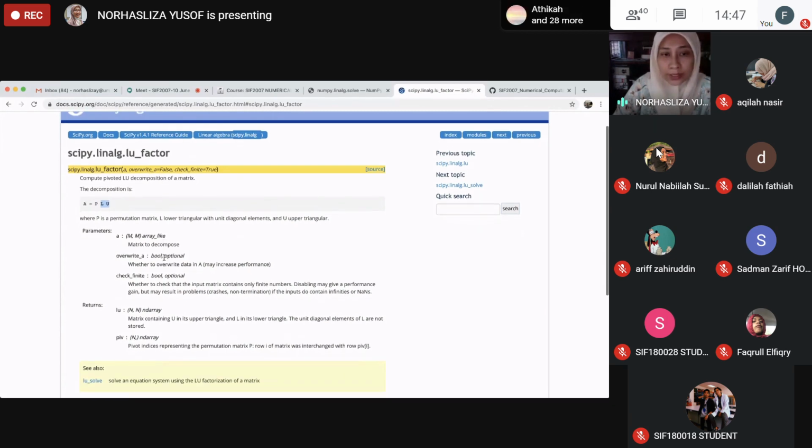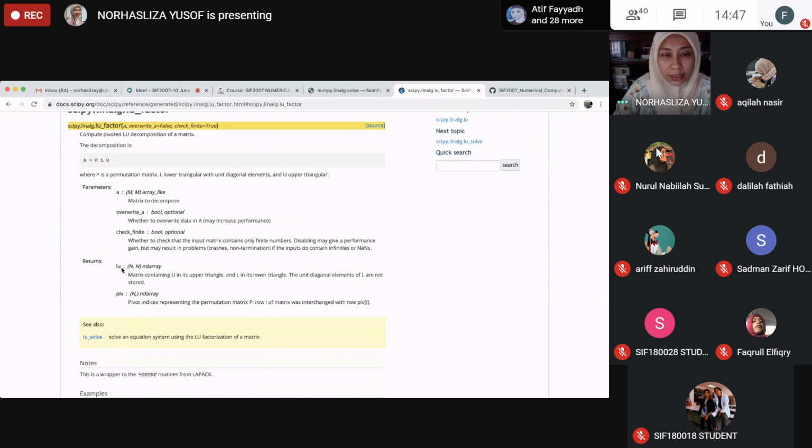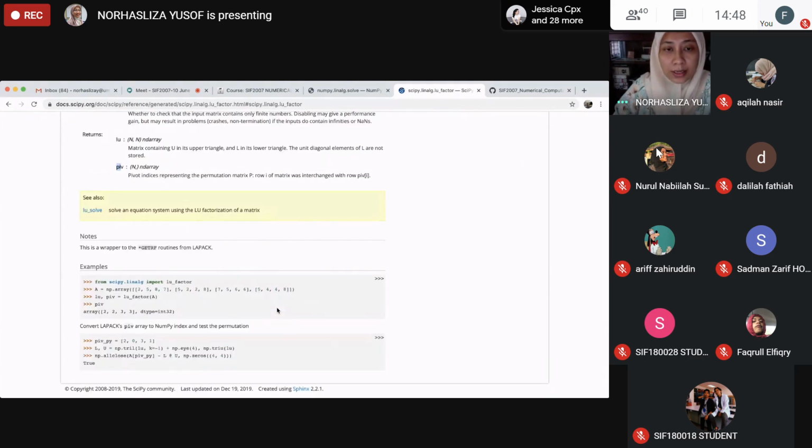So first you have to put in the A matrix. This is just optional, and then it will produce your LU. In this case, there is no B, it is purely decomposition. Then it will produce the LU matrix, and also some pivot indices for the permutation matrix. And this is how you can run it.